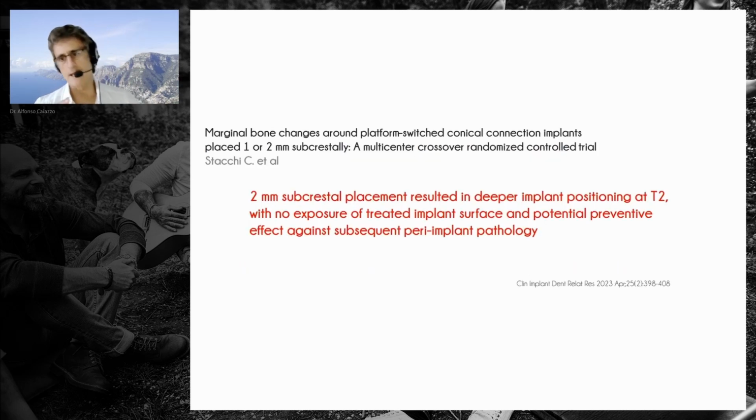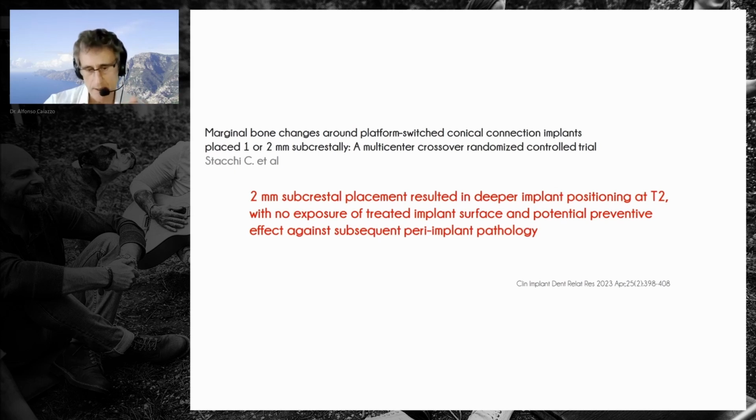I always like it when I give this presentation to talk about and describe this article, because first of all, it is by a friend of mine, Claudio Sacchi, and he's Italian. And last but not least, it is a very recent article, published in April 2023, so a few months ago.